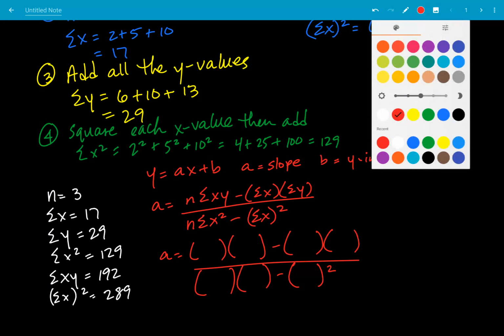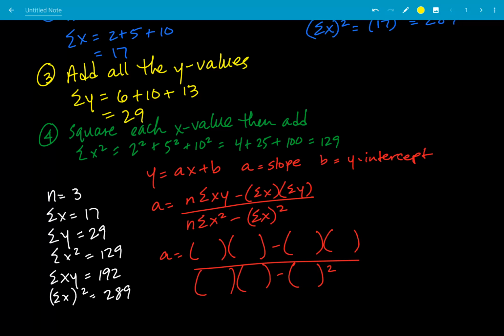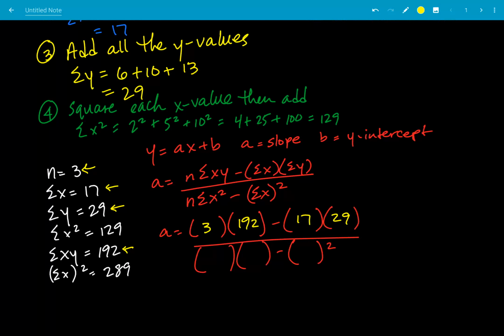Let's use yellow here. I know my n is 3 right here, so I'm going to plug in 3 there. I know my sum of xy is 192, so that's going to go there. Sum of x is 17, so that's going to go there. Sum of y is 29, so that's going to go there. My n again is 3. My sum of x squared is right here, 129. And my sum of x is 17.